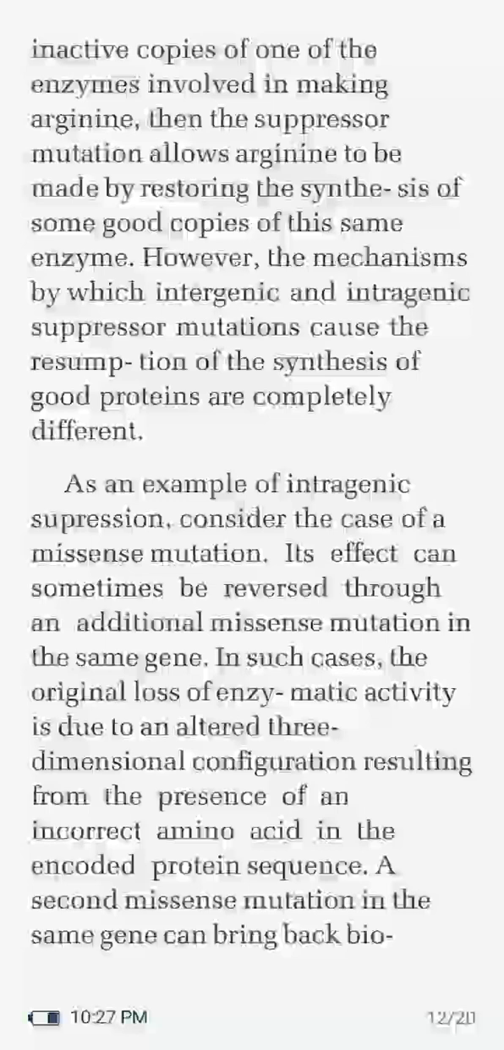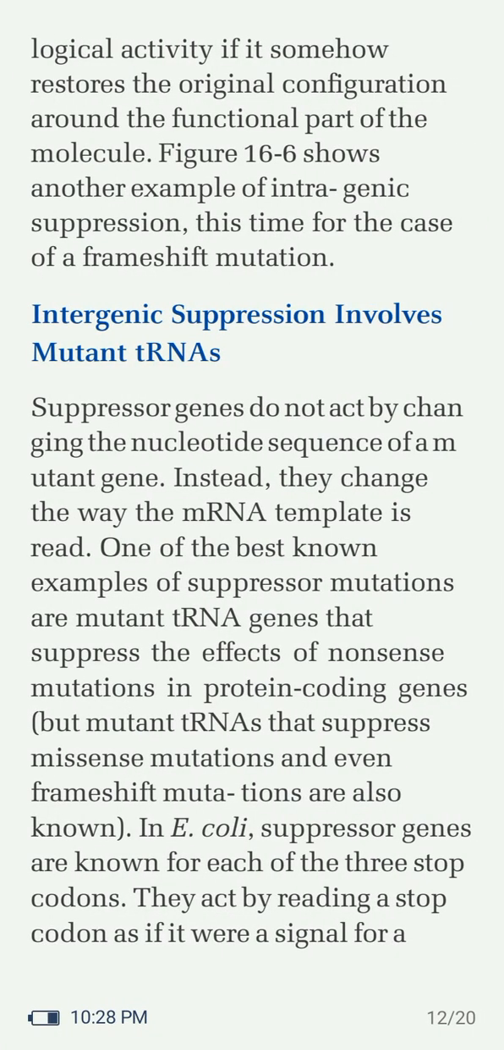As an example of intragenic suppression, consider the case of a missense mutation. Its effect can sometimes be reversed through an additional missense mutation in the same gene. In such cases, the original loss of enzymatic activity is due to an altered three-dimensional configuration resulting from the presence of an incorrect amino acid in the encoded protein sequence. A second missense mutation in the same gene can bring back biological activity if it somehow restores the original configuration around the functional part of the molecule.